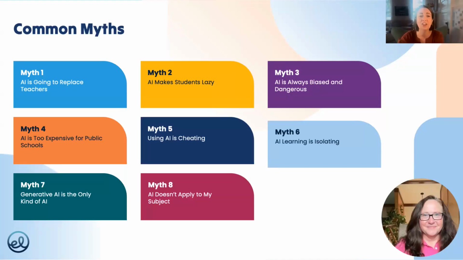Myth six, AI learning is isolating. Actually, it's freeing up teachers to spend more time working one-on-one with students or in small groups. And it can personalize materials so that students are working at their level. Instead of teachers having to create lessons to differentiate for all these different levels, AI can help them do that. Myth seven, generative AI is the only kind of AI. I just spent a minute explaining the differences in those, but it is a powerful, growing ecosystem for sure.